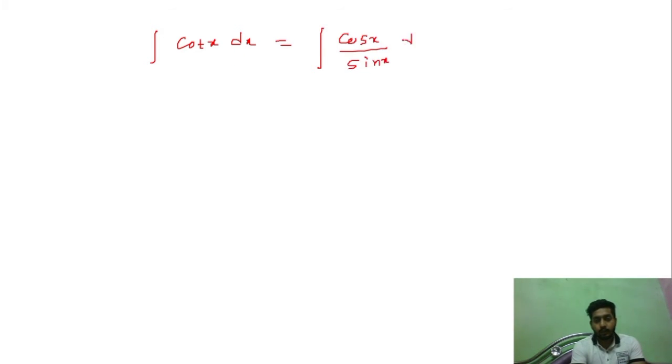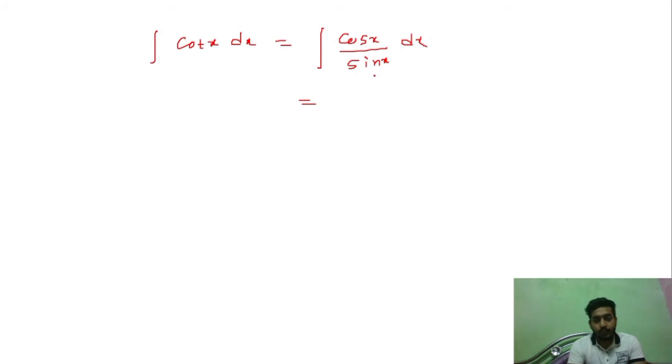Again there is another formula we can use to find another special type of integration. For example, what will be the integration of cot x dx? So how to find this type of integration easily using shortcut methods? So integration of cot x. Now cot x can be written as cos x by sin x dx. Now what will be the integration of cos x by sin x?